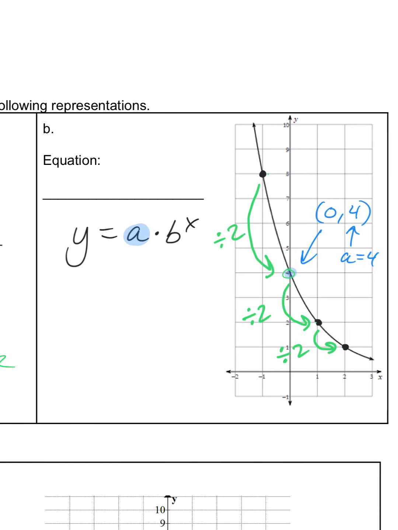The way we divide by 2 is by multiplying by 1/2. So here's what we got. The a value, the start, is equal to 4.